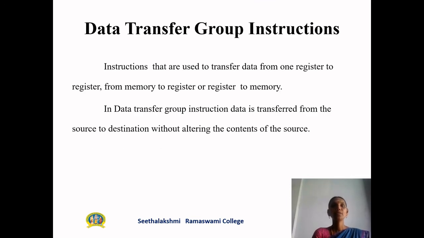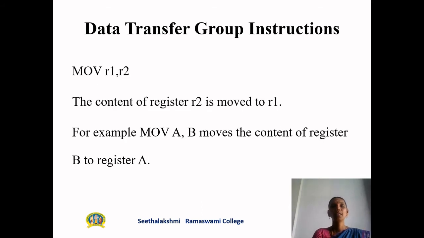The data transfer group instructions are used to transfer data from one register to another register, or it can be transferred from memory to the register or register to memory. In data transfer group instruction, data is transferred from the particular source to the destination without altering the contents of the source. Let us discuss the data transfer group instructions one by one.